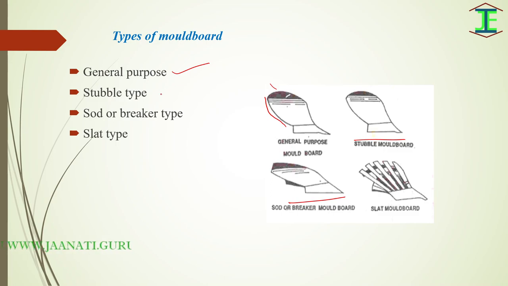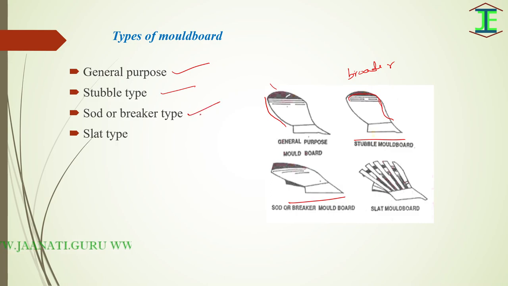Next one is stubble type. In stubble type, it will be short. This stubble type mold board is short, but it is a broader mold board, and it has some abrupt curvature. These stubble type mold boards are used in stubble soils. Stubble soils are nothing but fields where the previous crop plants are left in that same field. So in that soil, this stubble mold board is very suitable, and it is not suitable for lands that are full of grasses.